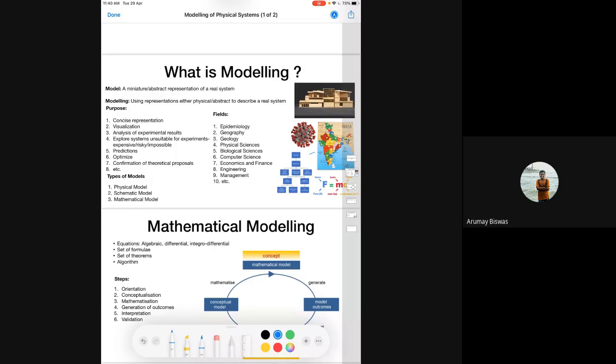So while I was explaining the purposes, I mentioned a lot of fields. So the number one field now on everyone's mind is epidemiology. Then you have geography, geology, physics, chemistry, biology, basically any field that deals with data of any kind needs modeling. Okay. So I'm not going into excessive explanations there. One field that I did not speak about is management. So even management requires modeling.